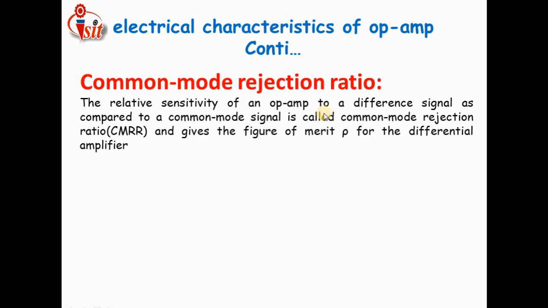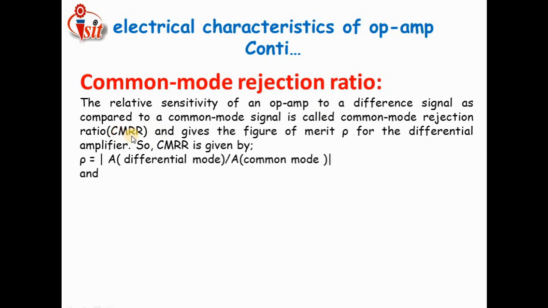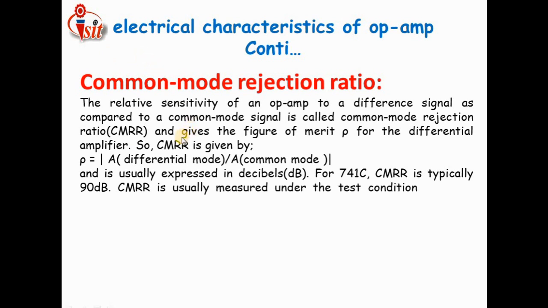Then next is the common mode rejection ratio, a term we use very frequently and commonly. It is also called CMRR. CMRR is an abbreviation of common mode rejection ratio. Just see what it says.